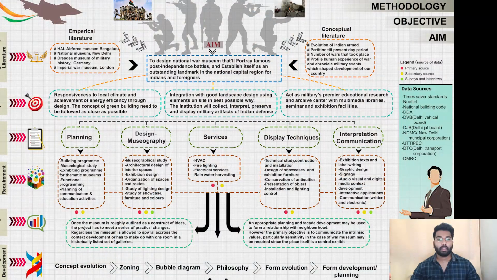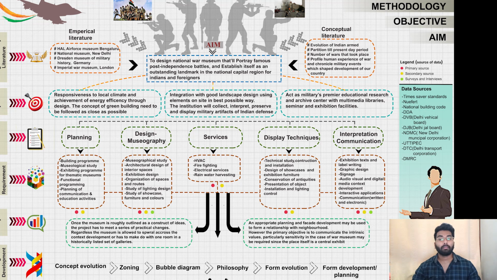My thesis topic is the Indian National War Museum, New Delhi. The site is located near India Gate, Princess Park. Now I'm going to explain the methodology, objective, and aim of my project. Starting with the aim: to design a national war museum that will portray famous post-independence battles and establish itself as an outstanding landmark in the national capital region for Indians and foreigners.